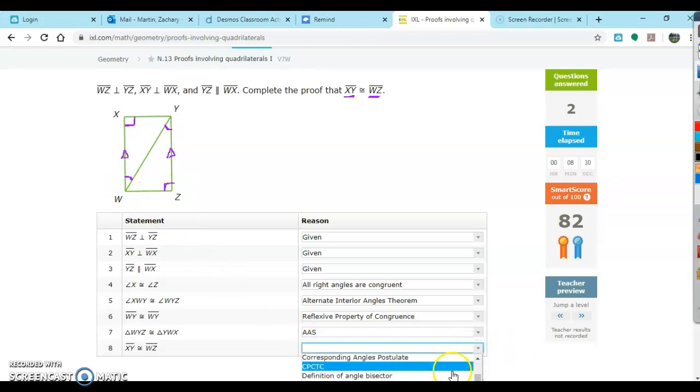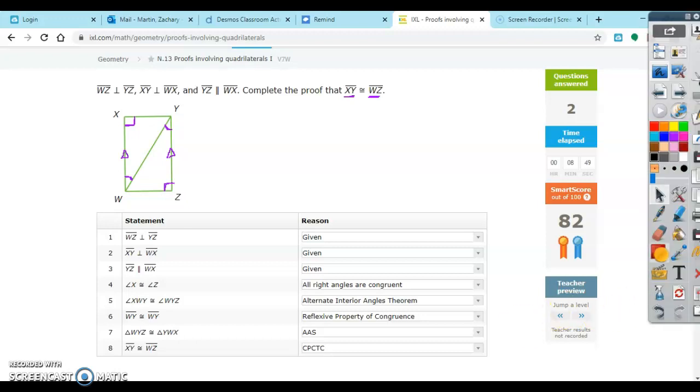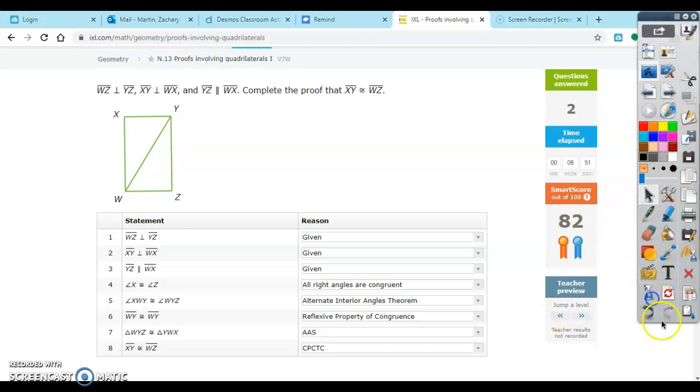CPCTC comes up a lot at the end of proofs because once we've proven two triangles or sometimes figures are congruent, then I can use that information to show that the other parts of those congruent figures are also congruent as long as they're corresponding. Corresponding parts of congruent triangles are congruent. So keep that in mind. I got to get rid of my annotations real quick.